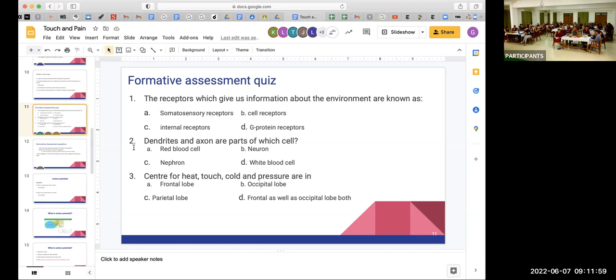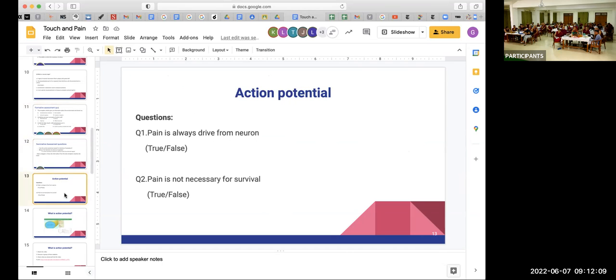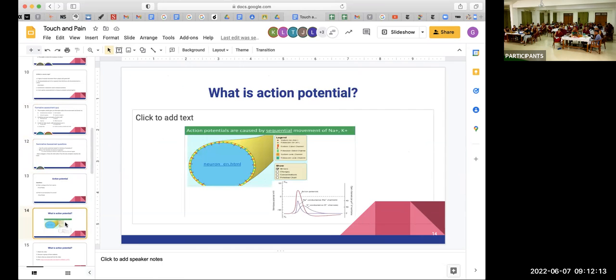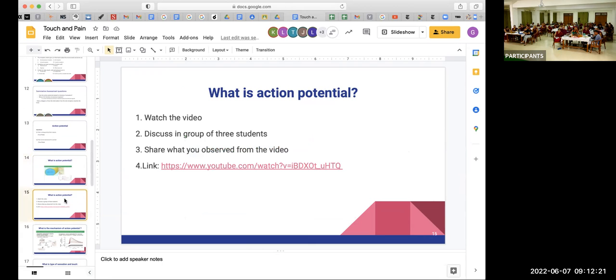So we have 10 questions. We created 10 questions. Some of them we copied from the ETSI student resource from the year 3 class. It taught about touch, temperature, and pain. So some we copied from this ETSI resource and some we created.